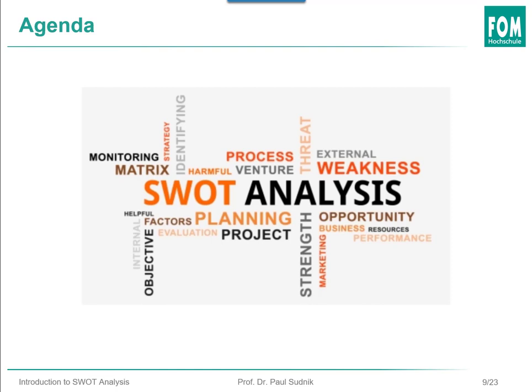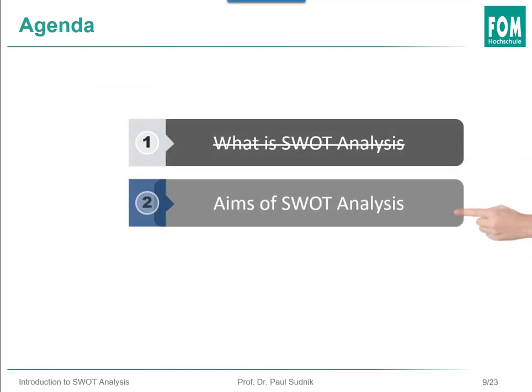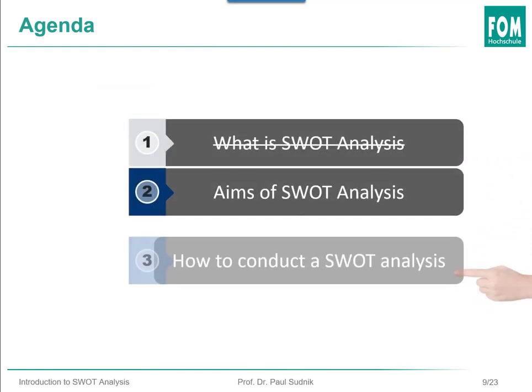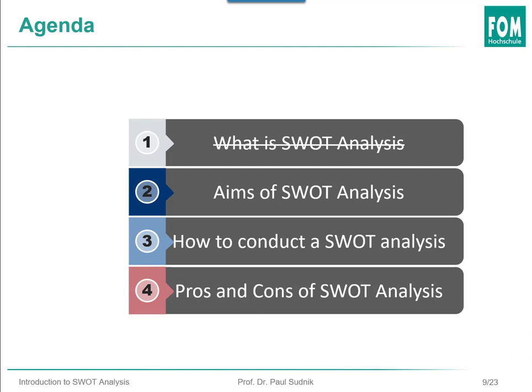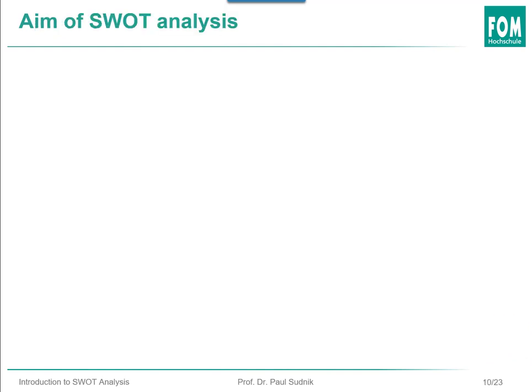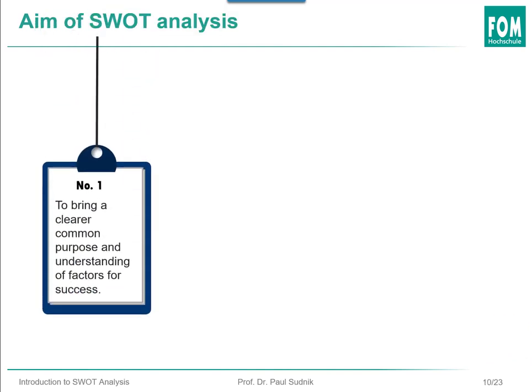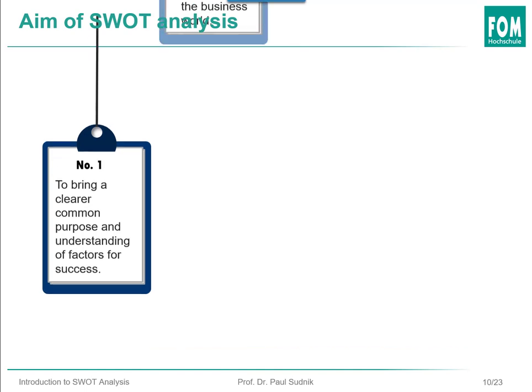So having looked at what we mean by strengths, weaknesses, opportunities and threats, let's move on now to a consideration of the aims of a SWOT analysis before moving on to the rest of the presentation. So the aim of the SWOT analysis is firstly to bring a clearer common purpose and understanding of factors for success. We need to understand what we have to do in order to be successful.